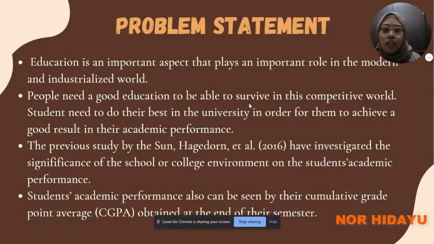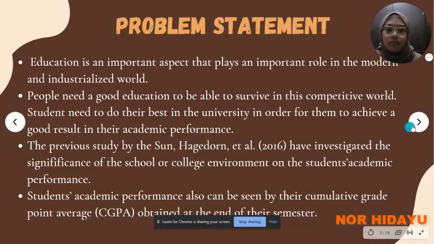The previous study by Sun Hargadan in 2016 investigated the significance of the school or college environment on student academic performance, measured by their cumulative grade point average, which is CGPA, obtained at the end of their semester. However, several parties also lack knowledge about how to enhance student academic achievement. In response to this problem, our study proposed to investigate the factors that can affect student performance, and the study will be conducted in UiTM Seremban 3.